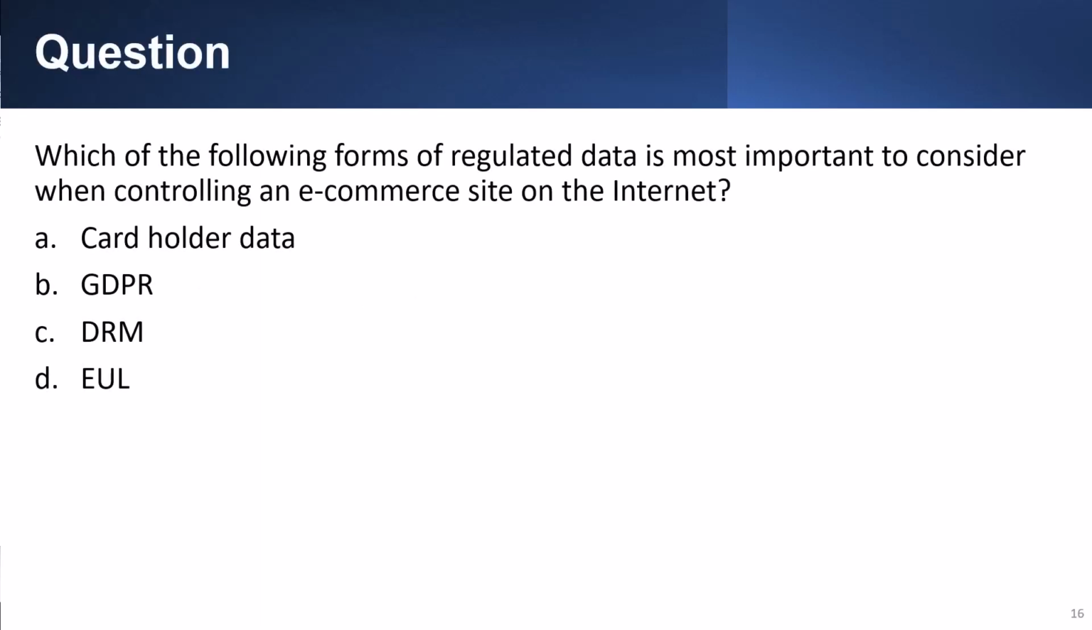Question: which of the following forms of regulated data is most important to consider when controlling an e-commerce site on the internet? Answer: cardholder data.